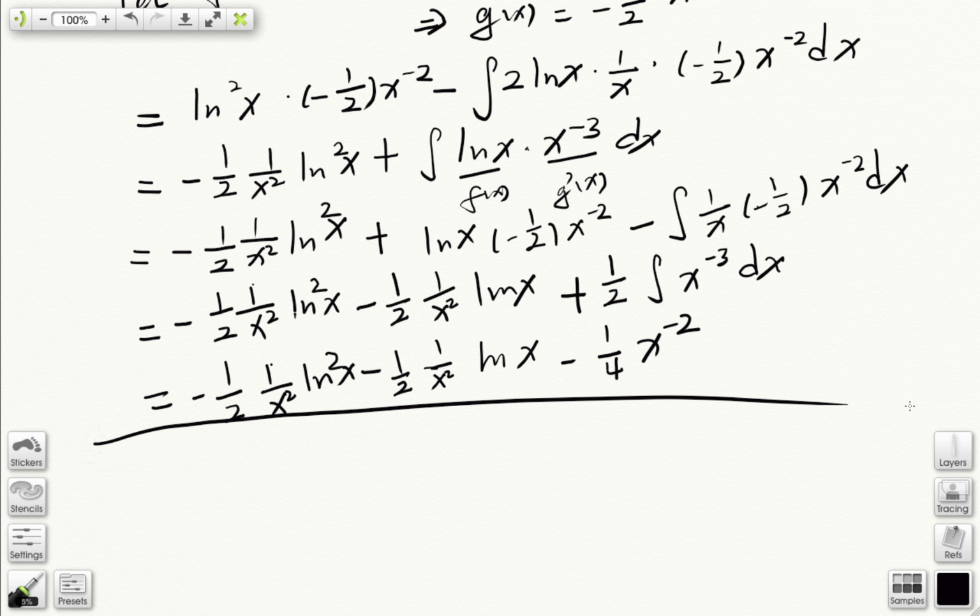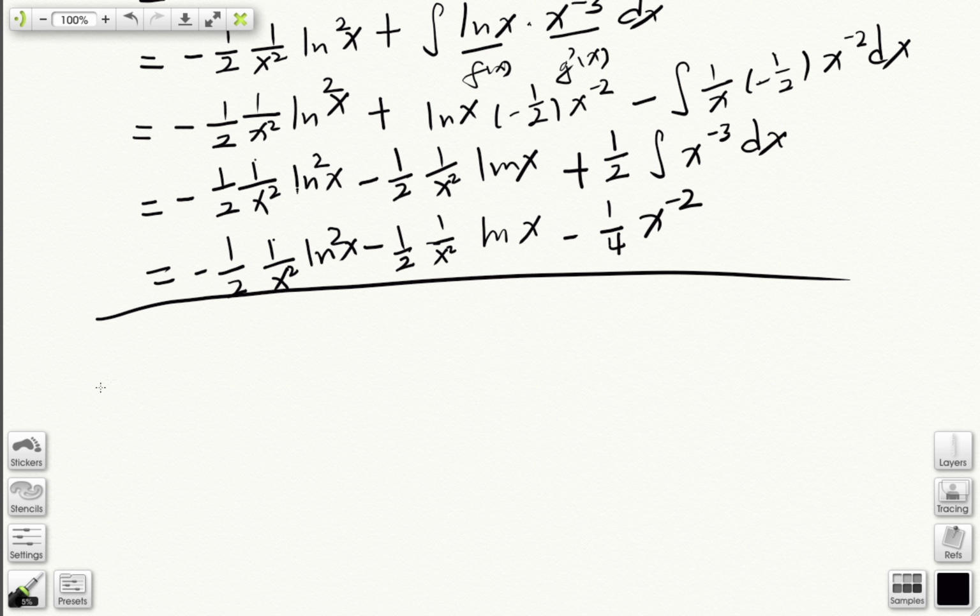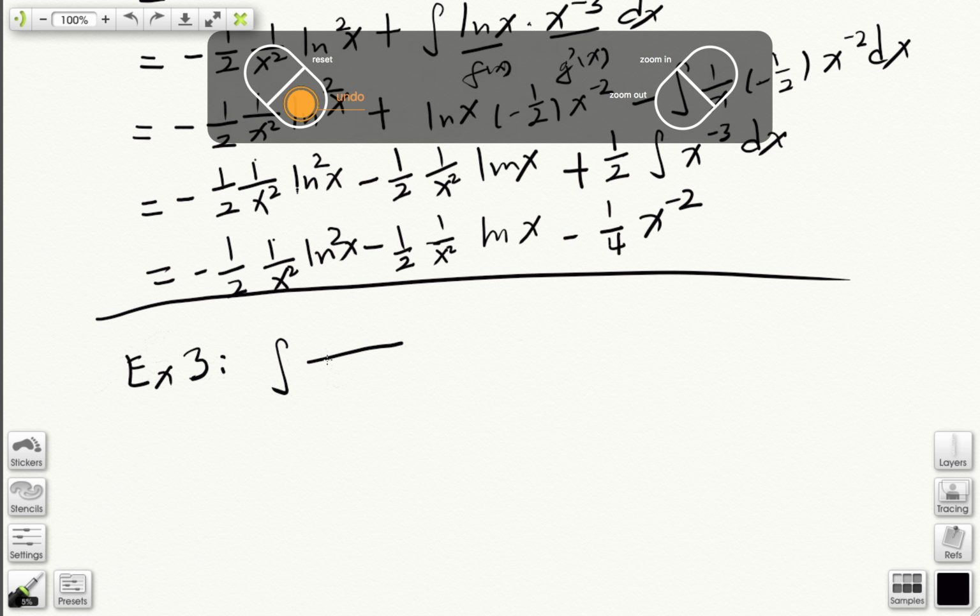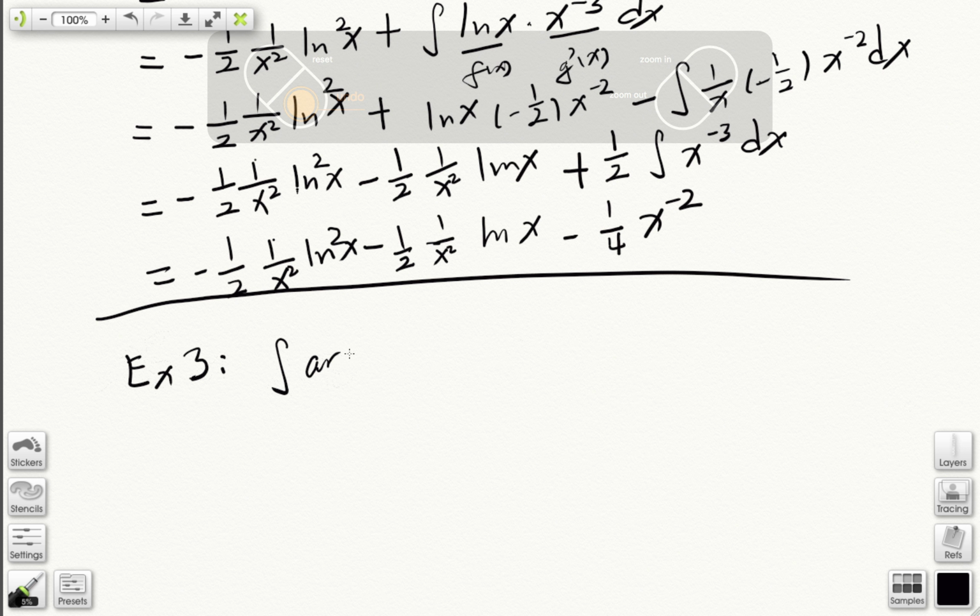So much for the second example. I'll let you do another example. I will not be able to give you the result, but the process is similar, and the rules are the ones that we introduced before. So exercise 3 is to find the antiderivative of arctangent of x dx.